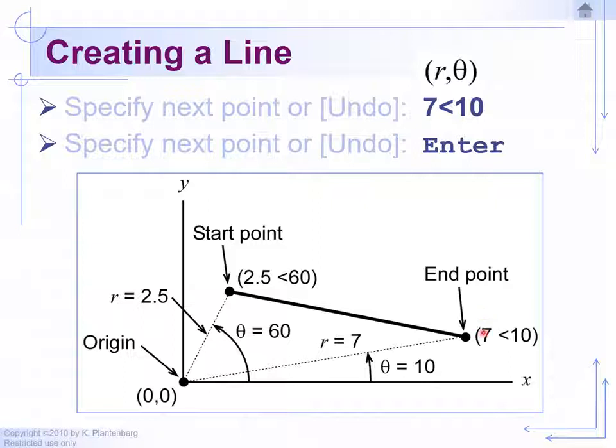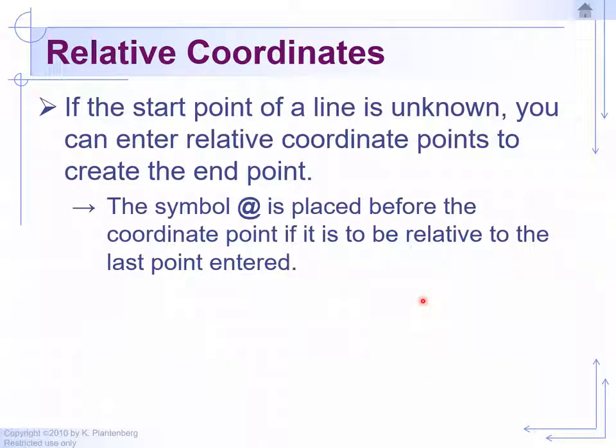So how do we type that in? Again, R is our length, so 7 is the length from the origin. And then we're going to hit the Shift key, comma, to get to the less than symbol, and type in 10, enter, and it'll define our second point, and it'll generate our line for us. So once again, 7 is the length. The angle is 10 degrees, counterclockwise.